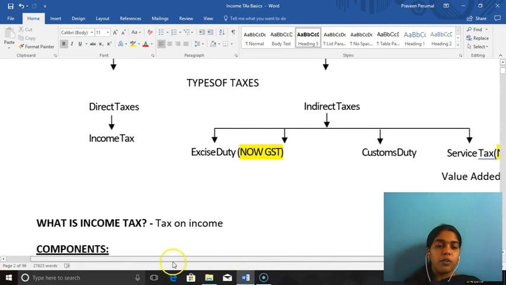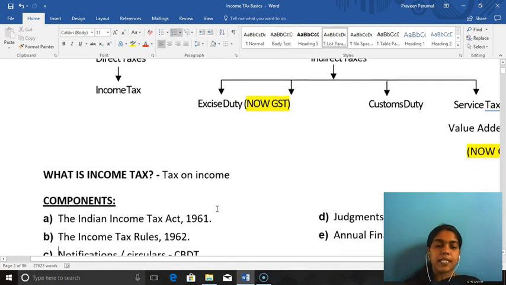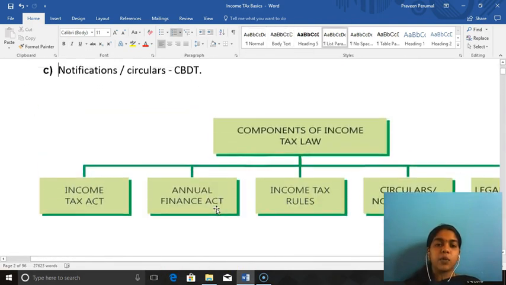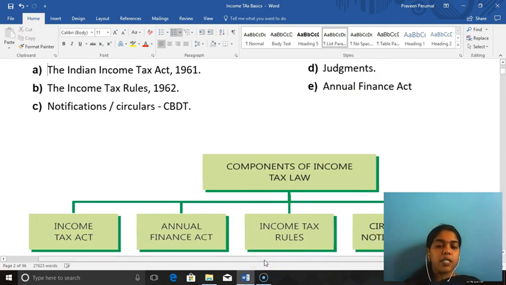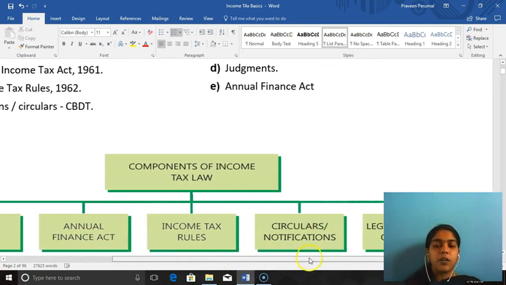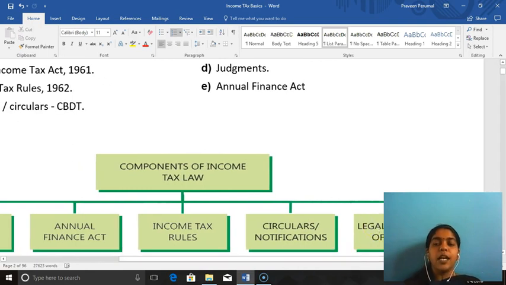Now, we'll see the components of the Income Tax Act. The Income Tax Act 1961, the Income Tax Rules 1962, notifications or circulars issued by CBDT from time to time, the judgments and the Annual Finance Act. This is what is being summarized. The components of the income tax law: the first is the Income Tax Act, the primary thing. Next is the income tax rules, the Annual Finance Act, the circulars and notifications, and legal decisions of the courts.